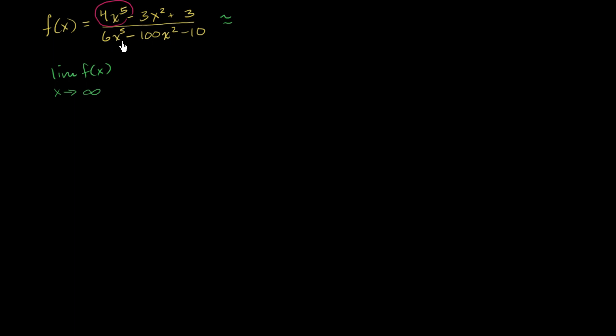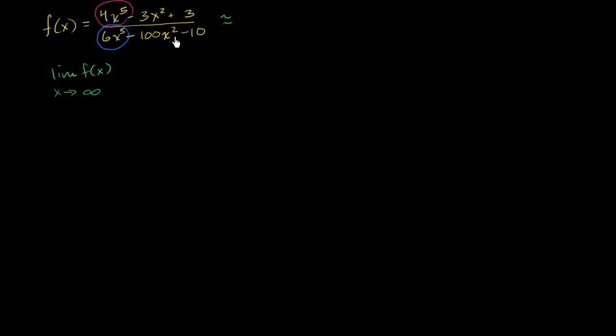Similarly, in the denominator, this term right over here, the highest degree term, 6x to the fifth, is going to grow much, much, much faster than any of these other terms. Even though this has negative 100 as a coefficient, when you take something to the fifth power, it's going to grow so much faster than x squared.